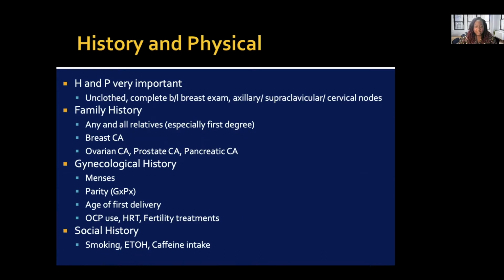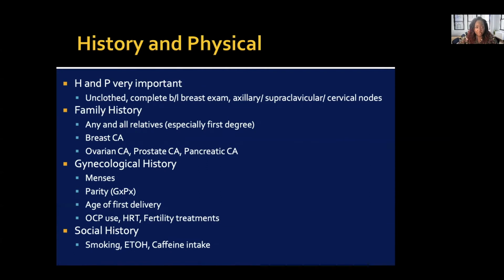In terms of their family history, it's important to ask about any and all relatives who may have had breast cancer, especially first degree relatives, as these pose a higher risk. It's important to ask not only about breast cancer, but ovarian cancer, prostate cancer, and pancreatic cancer, amongst several other cancers. But these ones tend to have a high rate of genetic predisposition to shared genes with breast cancer.